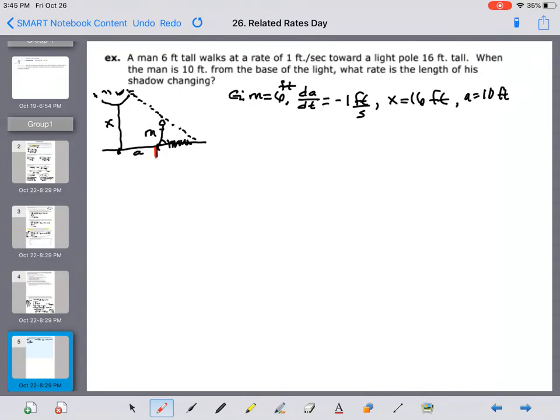We're looking at the length between here and here. We don't have anything labeled as that, so I'm going to put this as B. Okay, so our find is really how the shadow is changing, and the shadow is being measured by B.